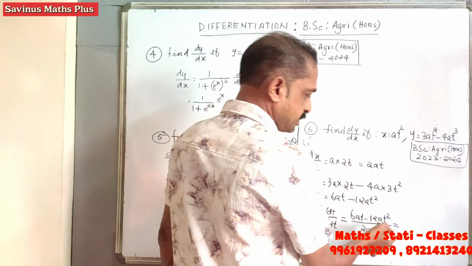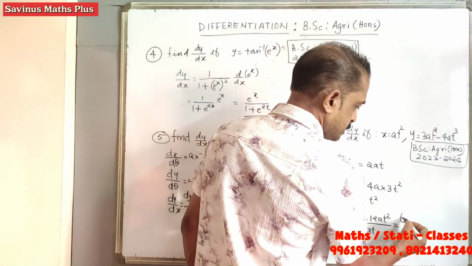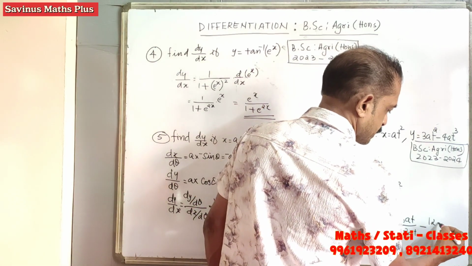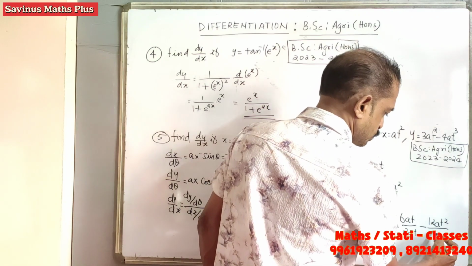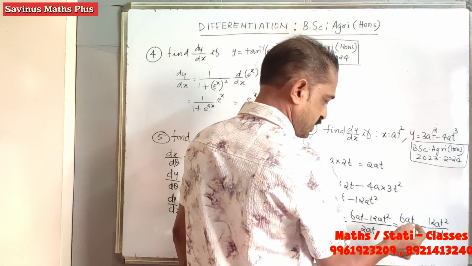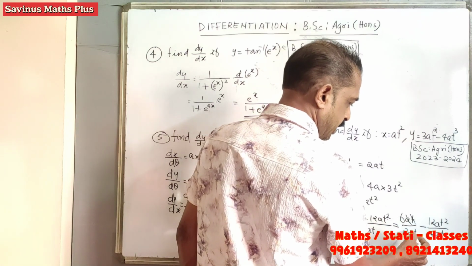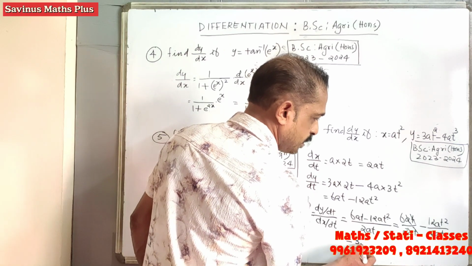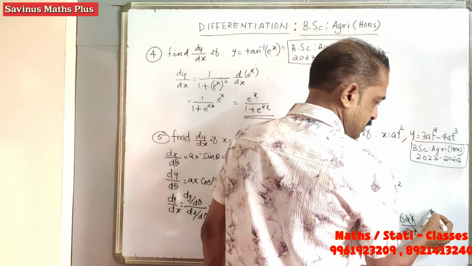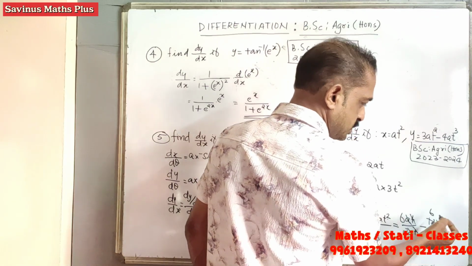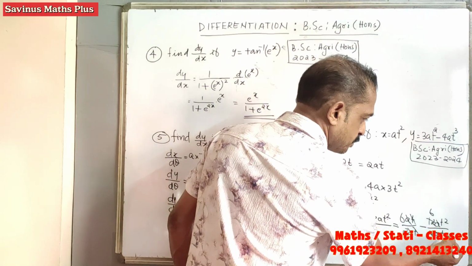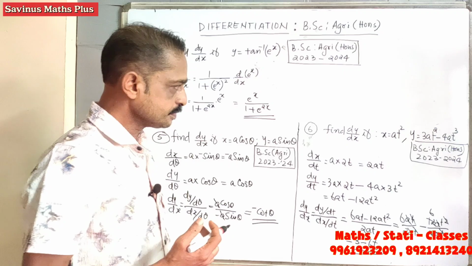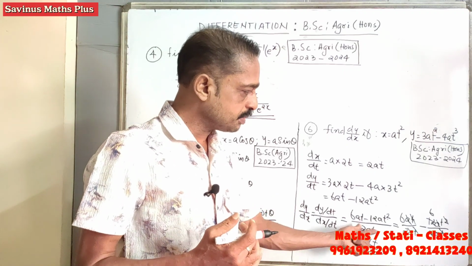So we can split this: 6at divided by 2a minus 12at cube divided by 2a. Now 6at divided by 2a, we can cancel a from the numerator and denominator. 6 by 2 is 3, minus 12 by 2 is 6, we can cancel a, so this is 6t square by t, cancelling one t we will get 6t. 3 minus 6t, so that is dy by dx. So dy by dx here is 3 minus 6t.